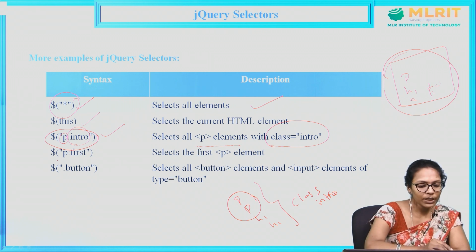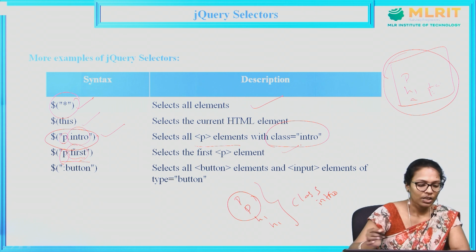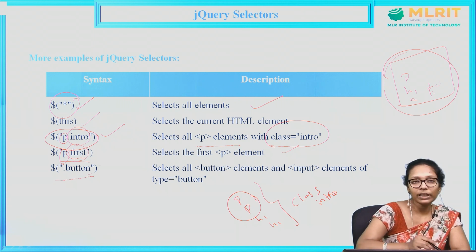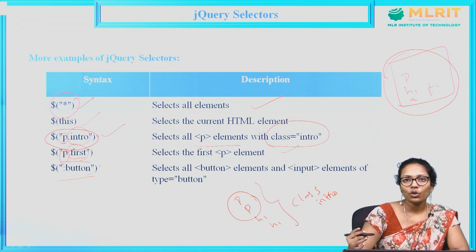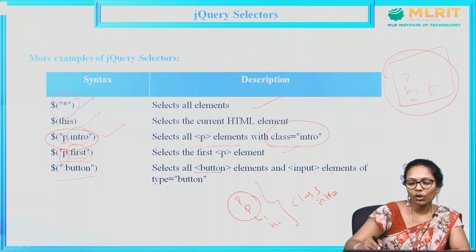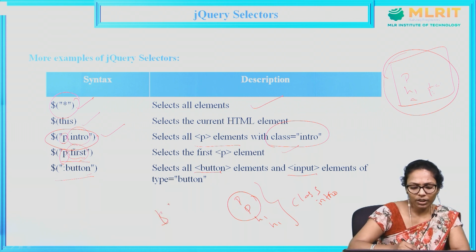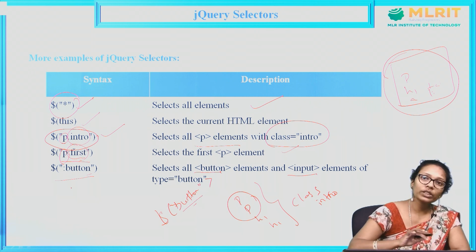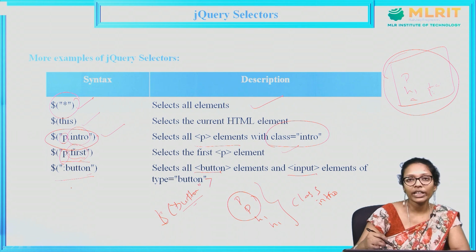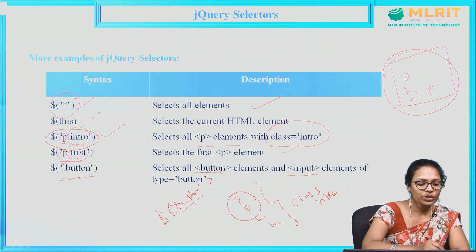So next is p:first. So we have multiple p tags, but in that multiple p tags, select only the first p tag. So in that case, I should use this syntax. So next is :button. So :button will select all the button tags. So all the button tags in the sense it may be a button tag or it may be an input type equal to button, right? If I access only button, then only the button tag, the tag name should be button, will be selected. But if I want to select all the button tags in my program including input type equal to button, then you should use :button.